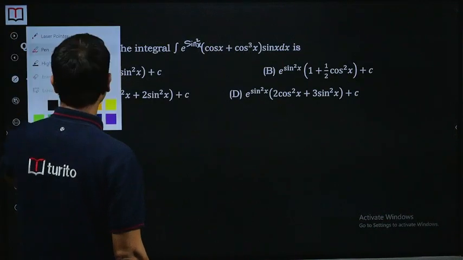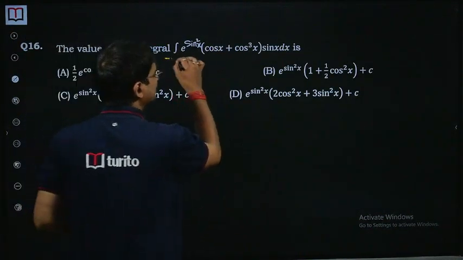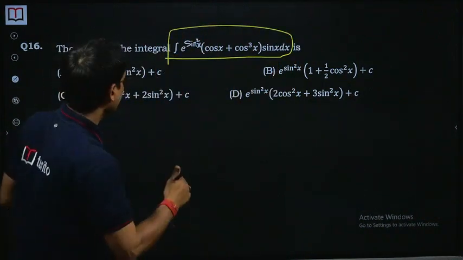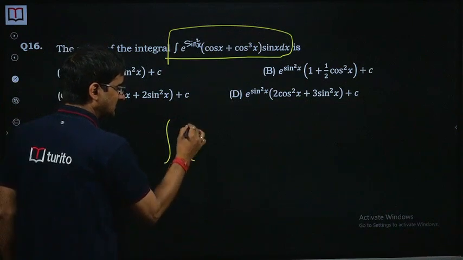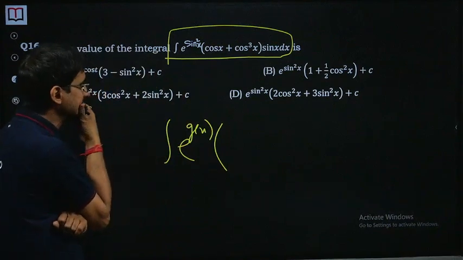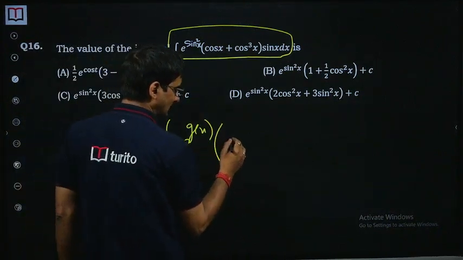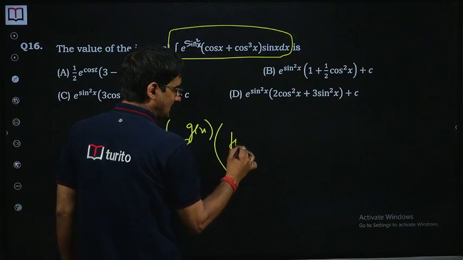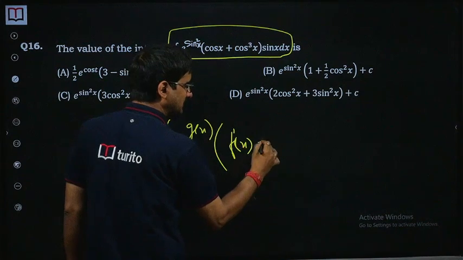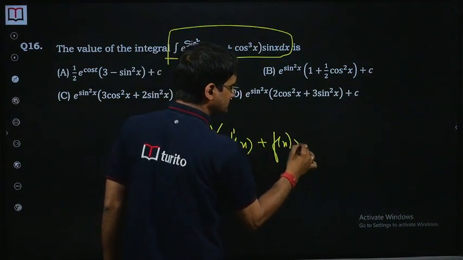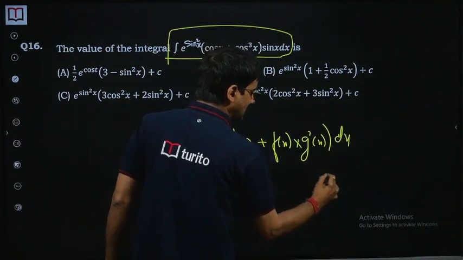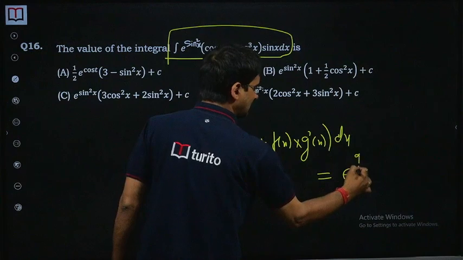So moving to the second last question. Second last question is this form here. See, we have two forms. Okay, one form is, again, if you can match it with this one, and this is e raised power gx into fx, f dash x plus fx into g dash x. You get it in this form, then the answer is direct.